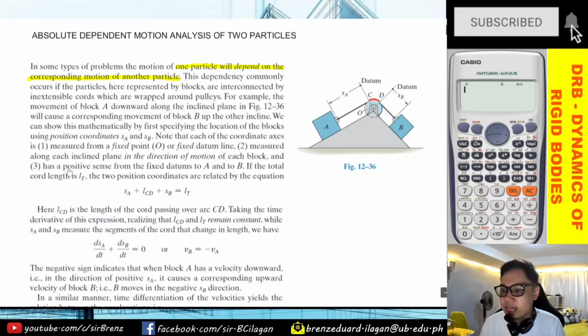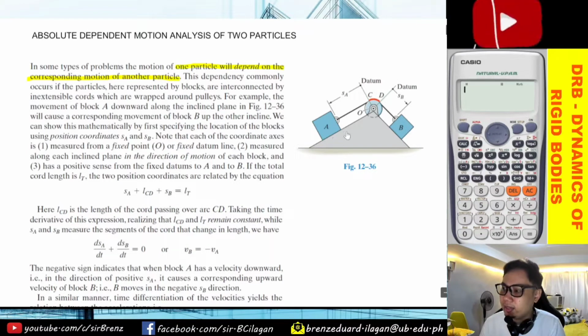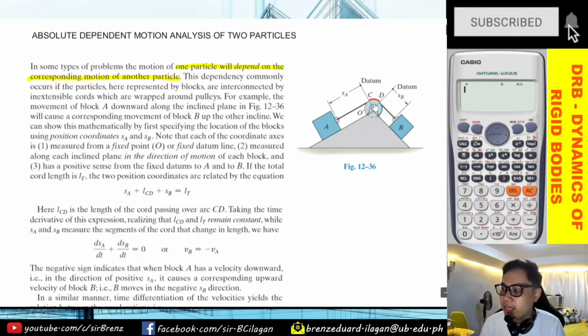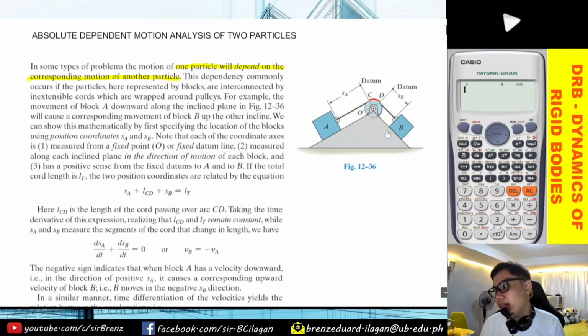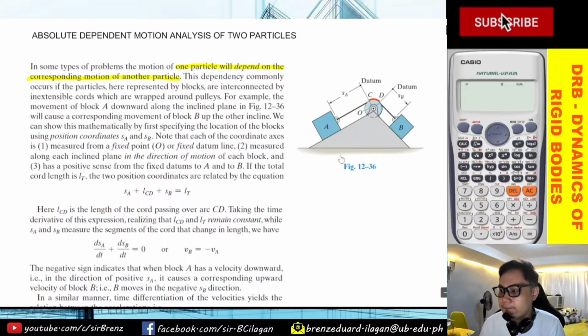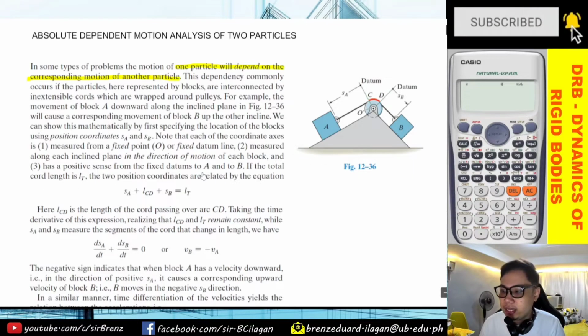Next, it is measured along each inclined plane in the direction of the motion of each block. So, yung measurement niya is with reference dito sa plane natin. Okay, so as you can see, parallel yung S sub A with respect sa inclined plane na CA. Ayan. And ganun din si S sub B, ano? So that is parallel din doon sa inclined plane natin, which is TB. Okay, and number 3, it has a positive sense from the fixed datums to A and to B.